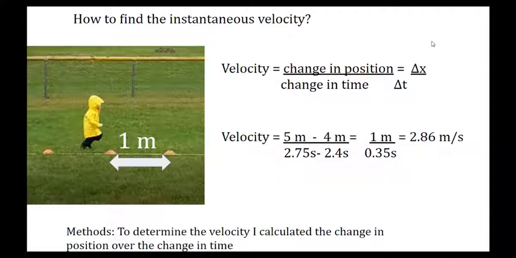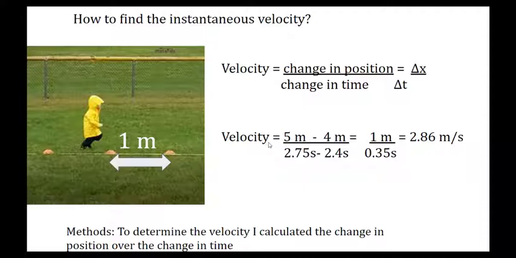a change is always the final minus the initial. So it is 5 meters minus 4 meters over the change in time, which is 2.75 seconds, I timed out, minus 2.4 seconds. So it's 1 meter over 0.35 seconds. That gives me 2.86 meters per second.